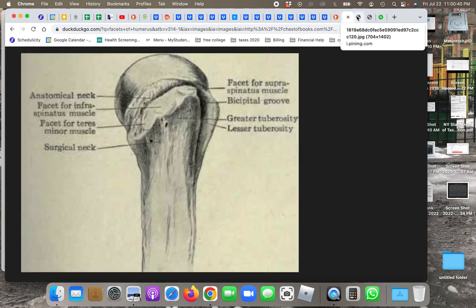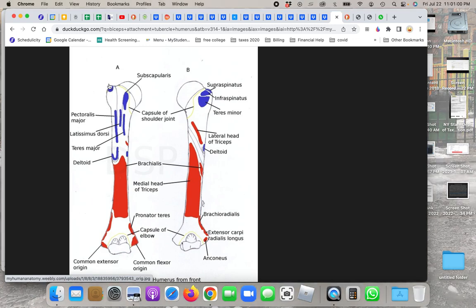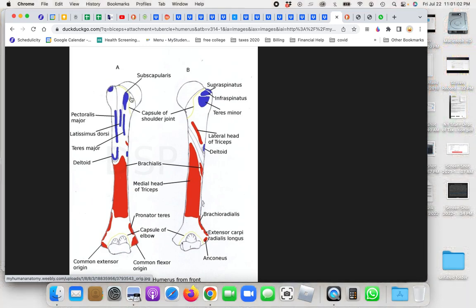All right, and then again, from the back, you can see here's the supraspinatus attachment. The infraspinatus would be behind that. The teres minor would be even further behind that. Here's the subscap on the lesser tuberosity and the bicipital tendon groove right here between the greater tuberosity and the lesser tuberosity or tubercle.